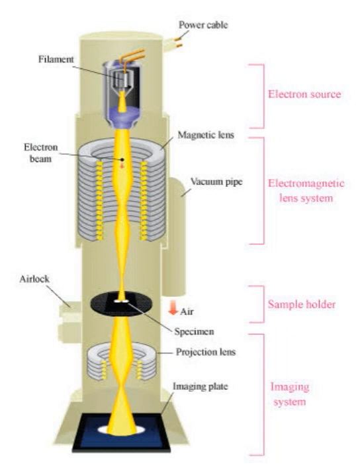There are two types of electron microscope, namely transmission and scanning. So first, let's see the transmission electron microscope, shortly called TEM.